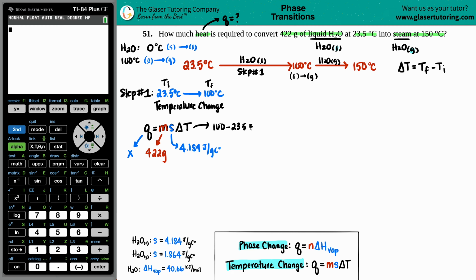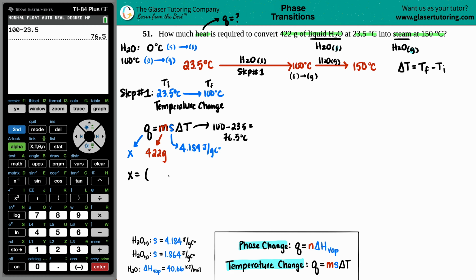So let's just see whatever that is, right? 100 minus 23.5. We get 76.5 degrees Celsius. And just know that this is one of the only formulas in chemistry in which you can keep the Celsius unit, mainly because your specific heat has Celsius in it, so the temperature units have to match.